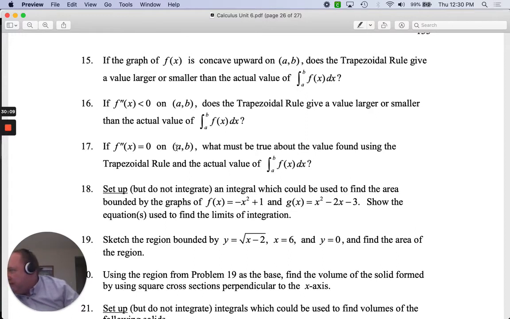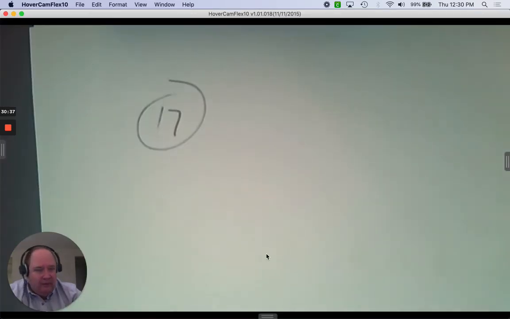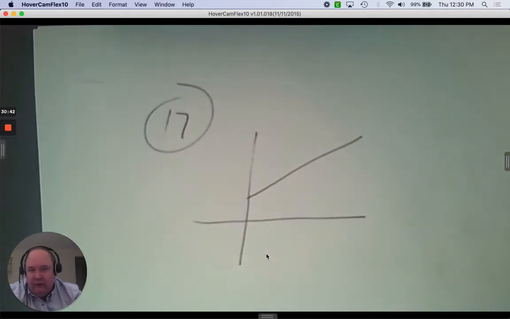So the second derivative is equal to 0 on that interval from a to b. What would that actually tell you? The answer for number 17, what must be true about the value, is that all the values must be the same. If there's no concavity, that would mean all the values are exactly the same. So what would be an example of that? A line has no concavity. So it's not an overestimate or an underestimate, it's exactly what it should be.